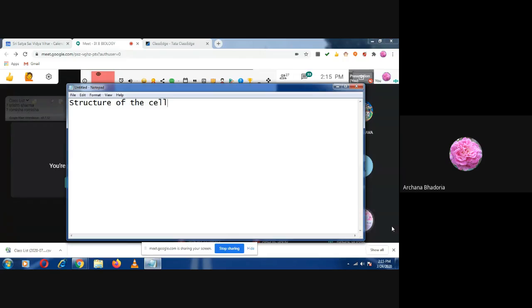We have already discussed that the cell varies in shape and size, and there are two different types of cells, classified on the basis of complexity. Ma'am, your voice is not clear. What happened? Why is the voice not clear today? Maybe some network problem, because everything I have done is fine. Okay, so try to see the screen and write down.